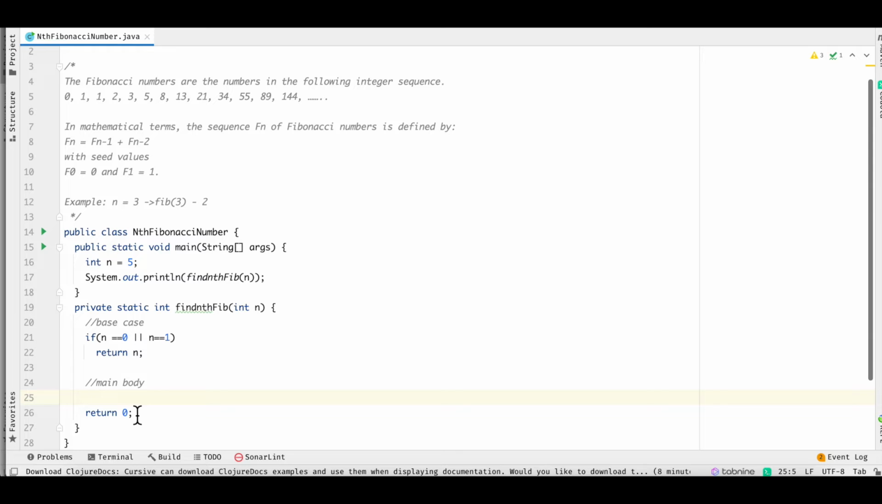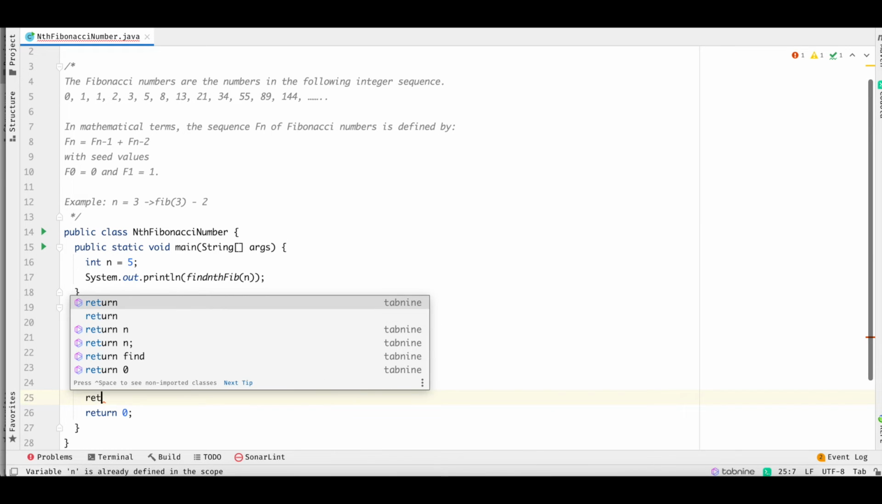For deriving the main body, we have to understand this mathematical sequence first. What it is saying is that in order to find out n, we have to do a summation of n minus 1, whatever that number will be, plus n minus 2. This is what is being told to us. So at any given point in time, whatever my n is, that n can be achieved by doing a summation of n minus 1's number and n minus 2's number. So how can we write that?